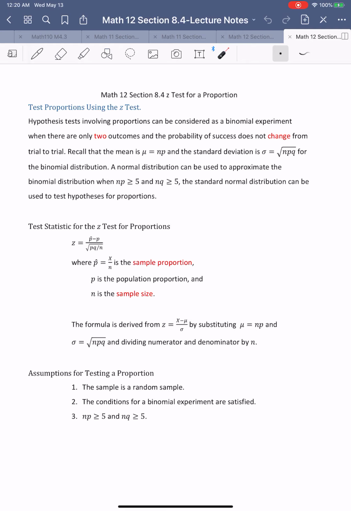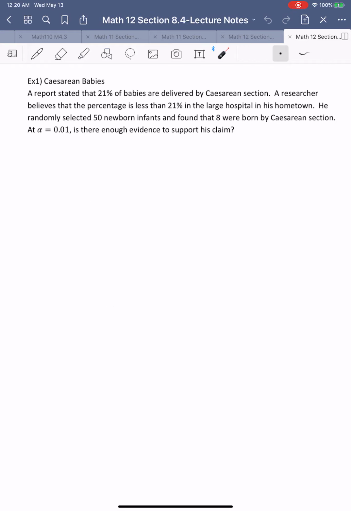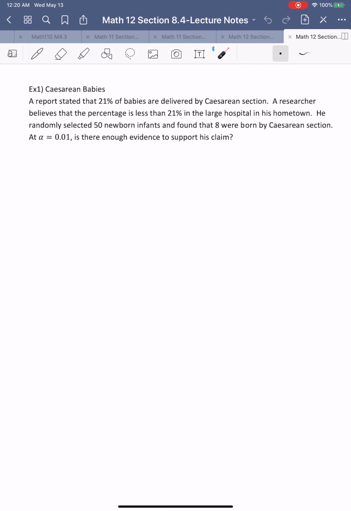Assumptions for the test of proportions: the sample must be a random sample, and the conditions for a binomial experiment are satisfied. n times p is greater than or equal to 5, and n times q is also greater than or equal to 5. Alright, let's do the problems.